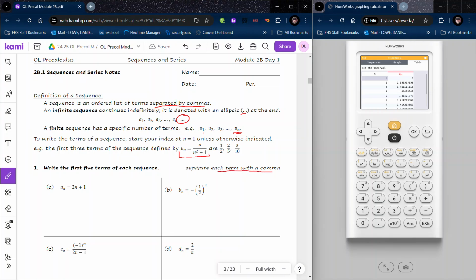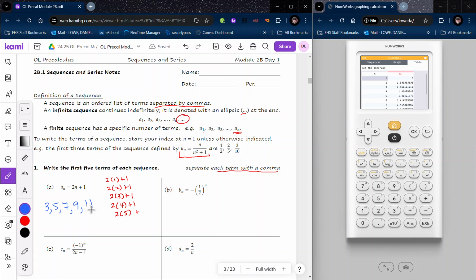So what are going to be the first 5 terms of the sequence given here in 1a? Now remember, separate each term with a comma. I can list my things out and say, hey, 2 times 1 plus 1, 2 times 2 plus 1, 2 times 3 plus 1, 2 times 4 plus 1, 2 times 5 plus 1. Oops, careful with where we're putting those parentheses. The parenthesis location does matter. And so I can get my information and list out my first terms. So it's going to be 3, 5, 7, 9, and lastly 11.